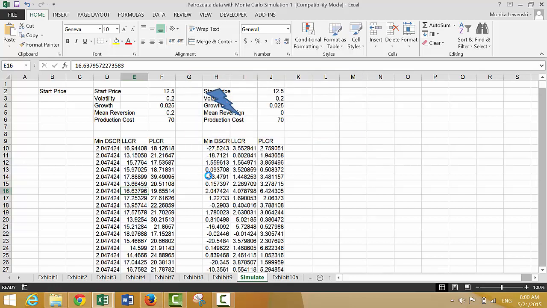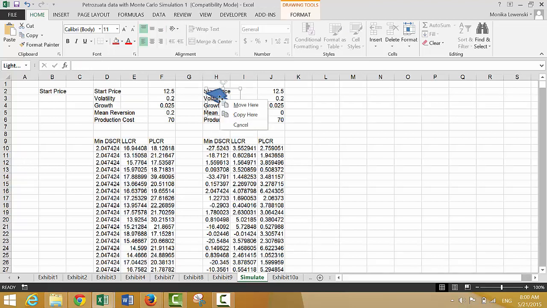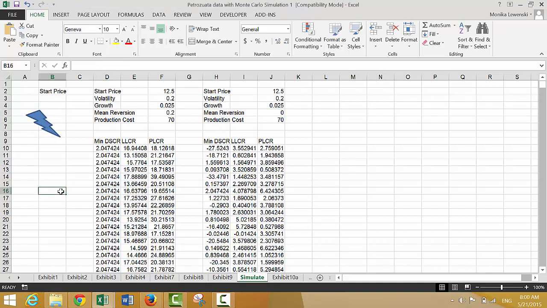Okay. And in this case, we got all these negatives and all these DSCRs below 1. Some PLCRs even go below 1. We better put our fancy little thing here. You really have to buy this stupid at-risk program? Oh my God!